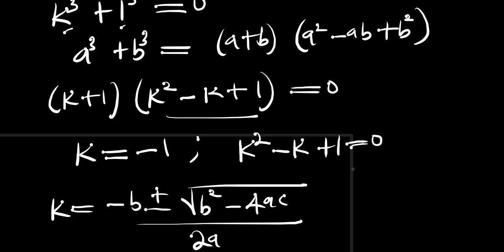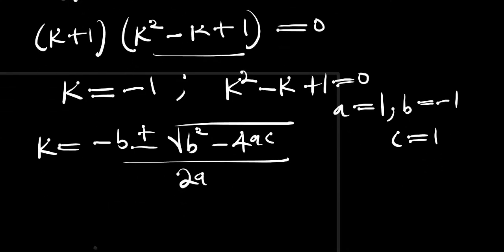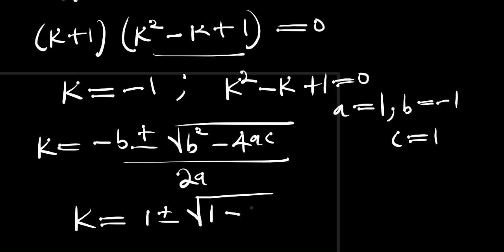And from here we have a equals 1, b equals negative 1, and c equals 1. So let's insert everything. We have k equals negative negative 1, that is 1, plus or minus the square root of b squared, that is 1, minus 4ac, 4, divided by 2a, that is 2 times 1, which is 2.